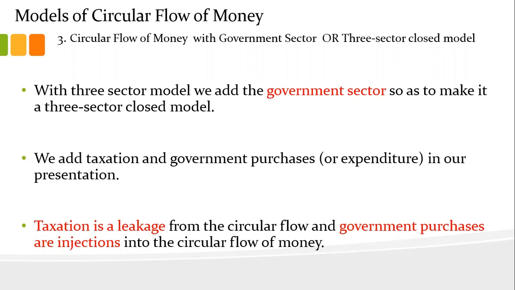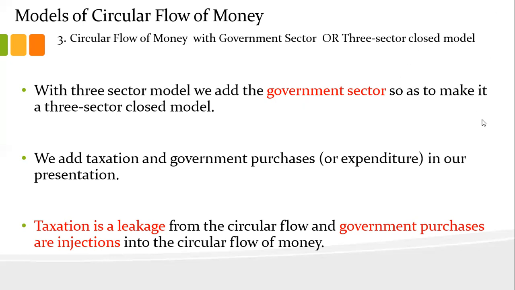Now here we have one more sector in between, that is called the government sector, and we will discuss how the money circulates between these three sectors. Note down, we are talking about the closed model because we are not talking about import and export here. In the next lecture we will discuss the four sector economy or open economy model.